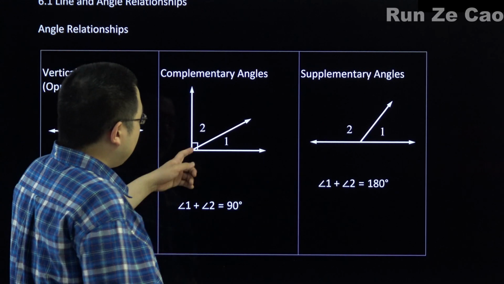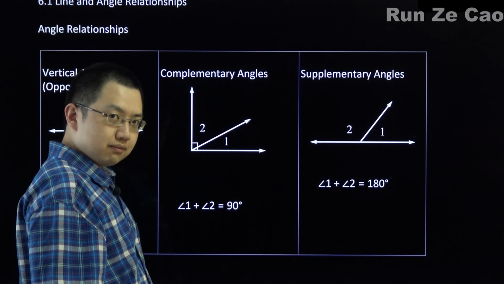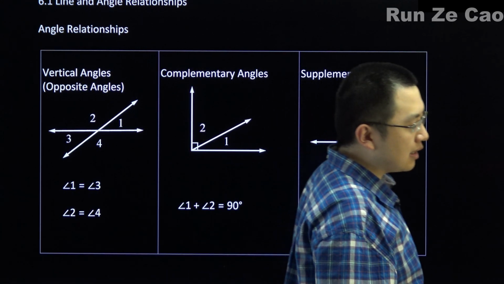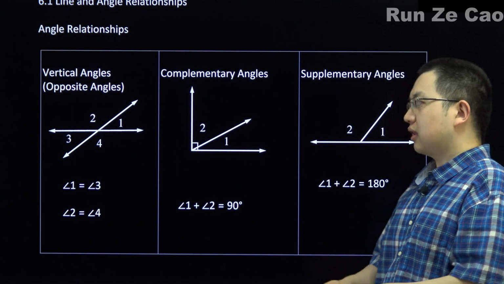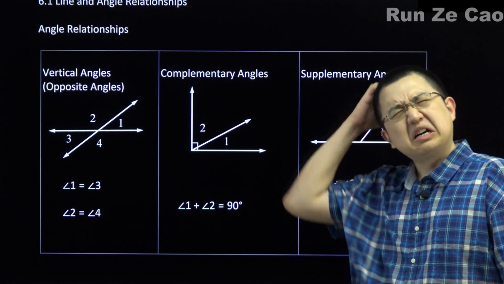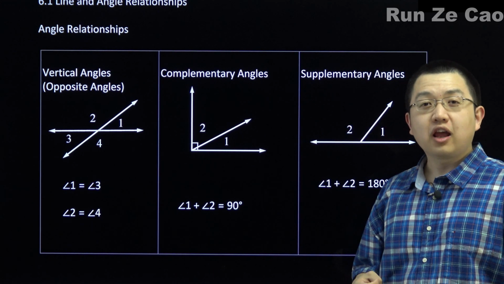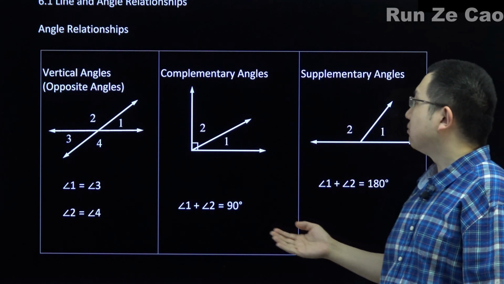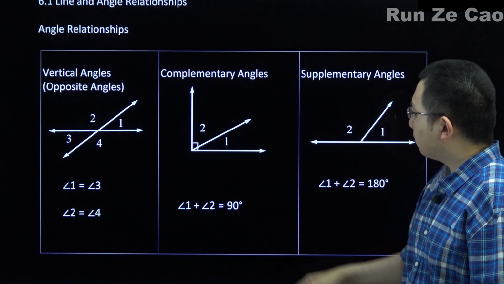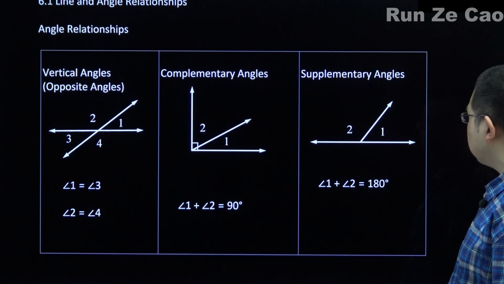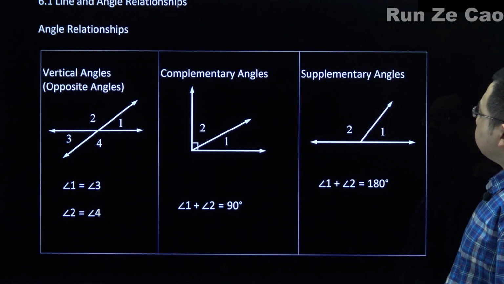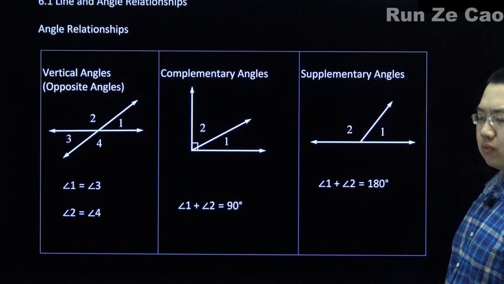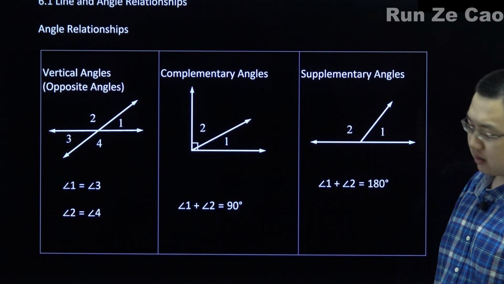Complementary angles add up to 90 degrees. Supplementary angles add up to 180 degrees. Yes, I realize that this might be a bit of brute force memorization, but complementary adds up to 90 degrees, supplementary adds up to 180. There's not that much to be done about it. Like, there's no memory tricks really about this part.